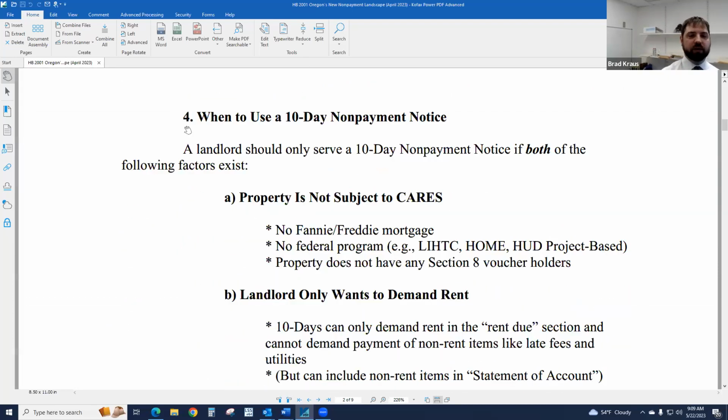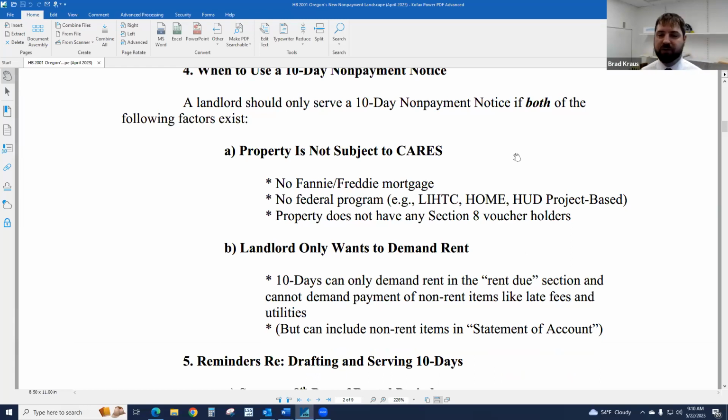All right, so when to use a 10-day non-payment notice? In my opinion, and I'll just say this right now, a 10-day notice should be used as an overarching theme when the landlord is not subject to the CARES Act, and I'll explain why in a second. Because if you are subject to the CARES Act, you're going to want to use a different type of notice. We'll talk about that in a second. But if you're not subject to the CARES Act, so you've got no Fannie or Freddie mortgage, no federal program like LIHTC or a HUD project-based property, and you're not evicting a Section 8 voucher holder, then using a 10-day notice is appropriate, or when the landlord only wants to demand rent.